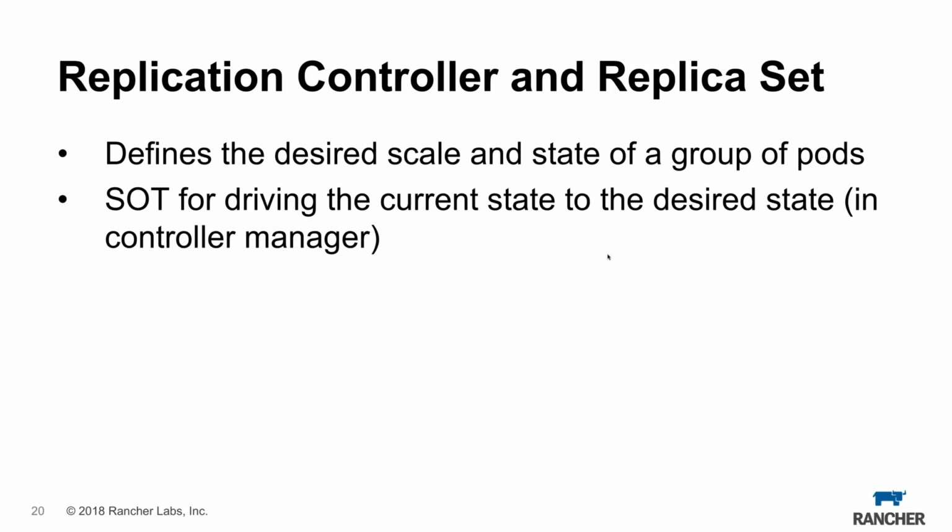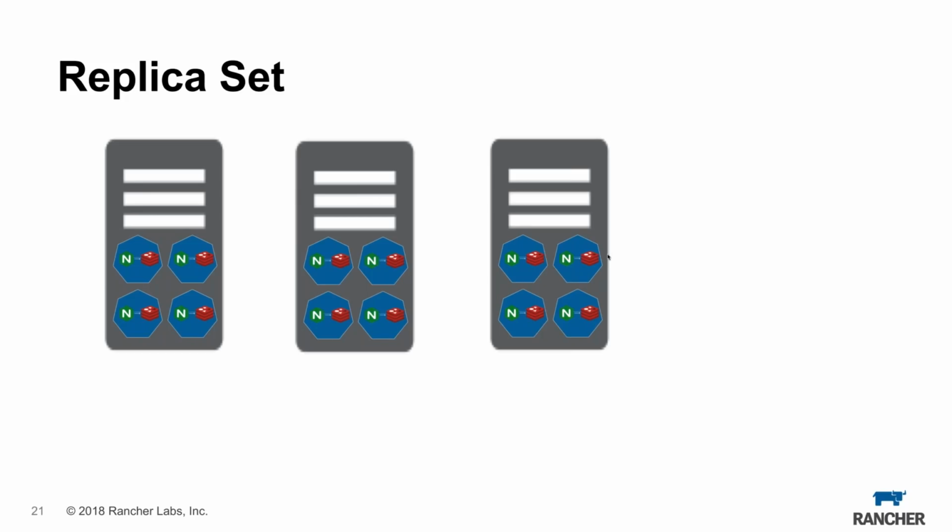Okay, next one we're going to talk about is replication controllers and replica sets. A replica set is basically the next generation of replication controller. They are going to define your desired state of a group of pods. They're then going to drive that state through the controller manager. So what that means is if you're requesting to have 10 pods and you only have 2, the replica set is going to go ahead and try and make that happen for you. Depending on space, resources, and other constraints, it's going to try its best to give you those 10 pods if you're requesting 10 pods.